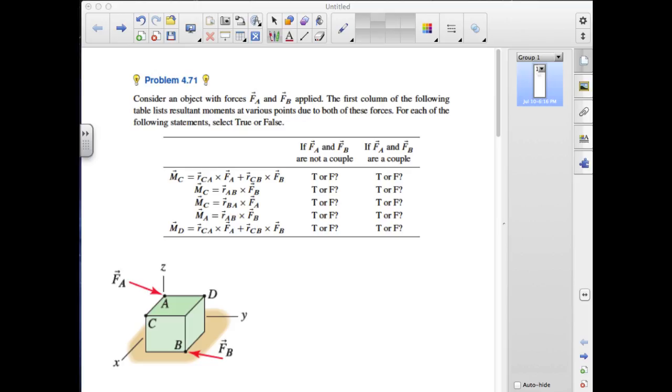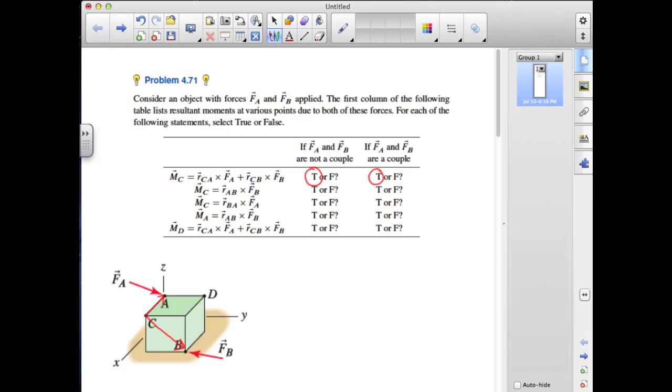Okay, so let's take these one at a time. We'll start with the first row. We're given an expression for a moment about C as RCA cross FA plus RCB cross FB. That is certainly true if FA and FB are not a couple. It is also true if FA and FB are a couple.